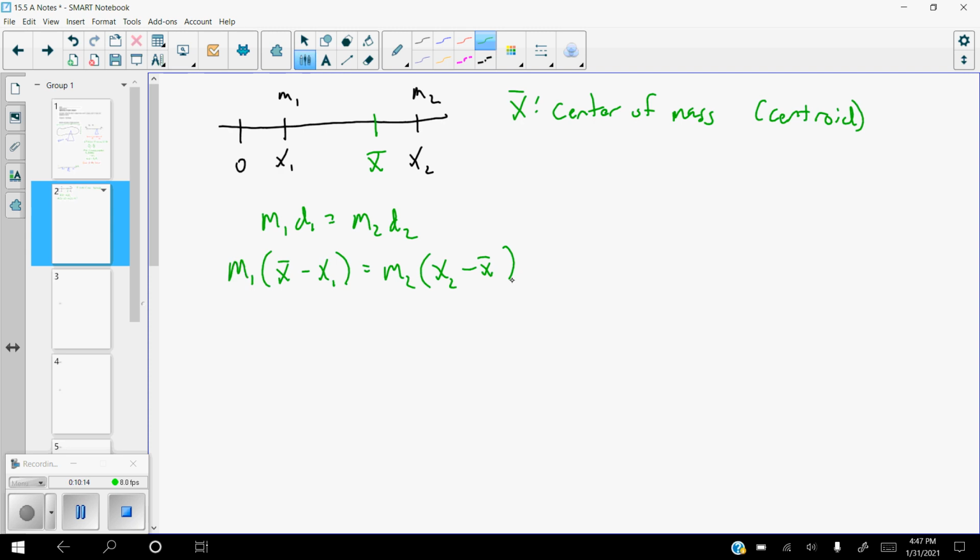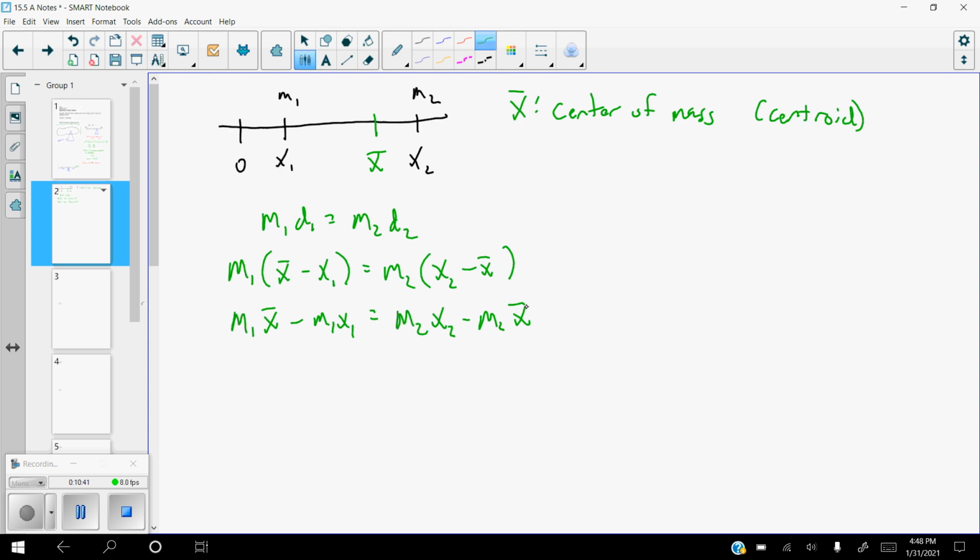All right, a little bit of distribution here. Now we're just going to do some algebra. M1 x bar minus M1 x1 equals M2 x2 minus M2 x bar. Ultimately, we are trying to find a way to solve for x bar. So let's get all the terms with x bar, and I'm going to put them on the left. So I'm going to add M2 x bar to the left.